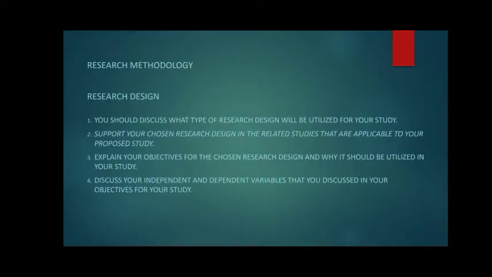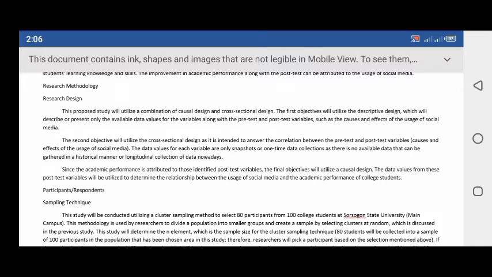The third content of a research proposal is the research design, which provides a plan of the study that permits accurate assessment of cause and effect relationships between independent variables. And this is how I create my research design. Research design: this proposed study will utilize a combination of causal and cross-sectional design.